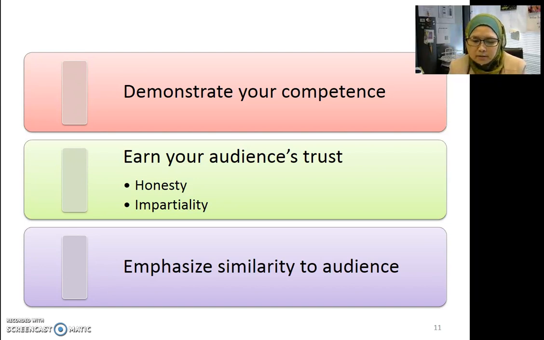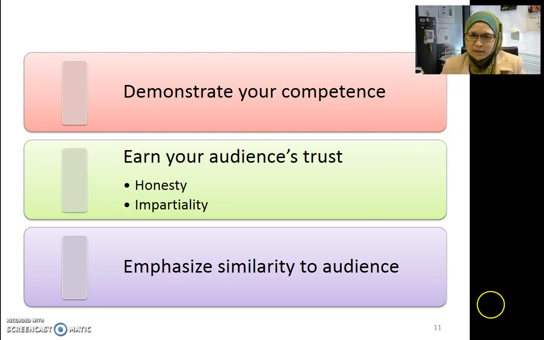Impartiality, that means... okay, sorry about that. Just have a slight glitch here.